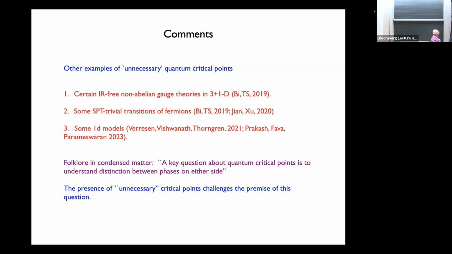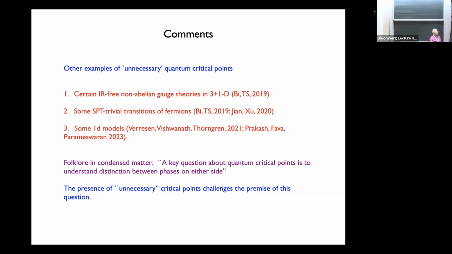The first examples were in a context that's esoteric, both in condensed matter and in field theory. I was told by both field theorists and condensed matter theorists to stop doing such unnecessary work. So it was in SP and C gauge theories with NF fermions, with NF large enough. But anyway, we found this example just fooling around. And it turns out there are some SPT to trivial transitions of fermions. There are some 1D models.